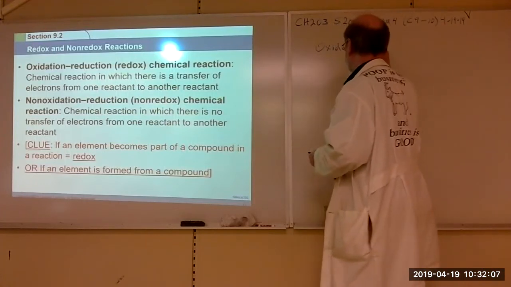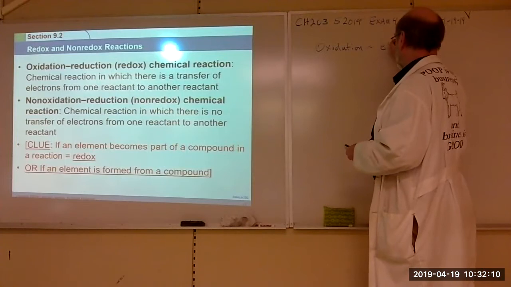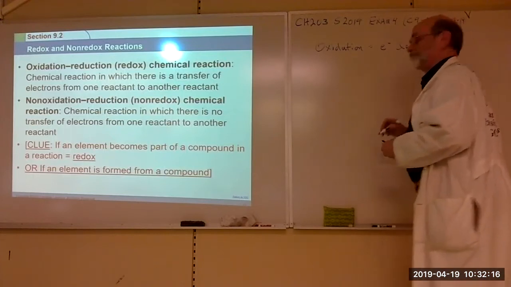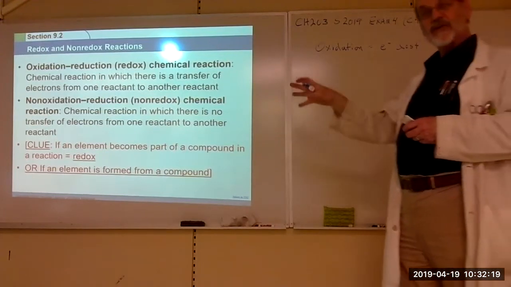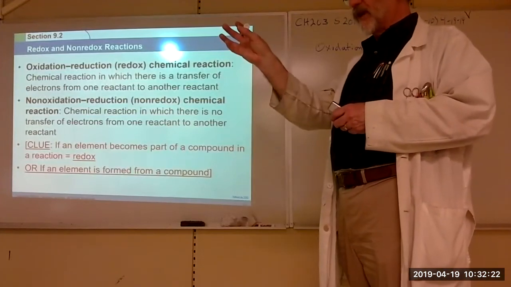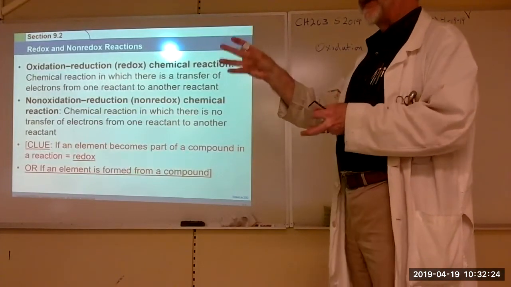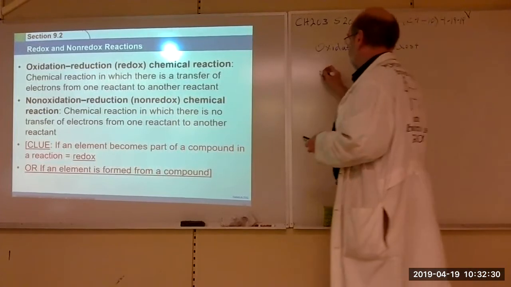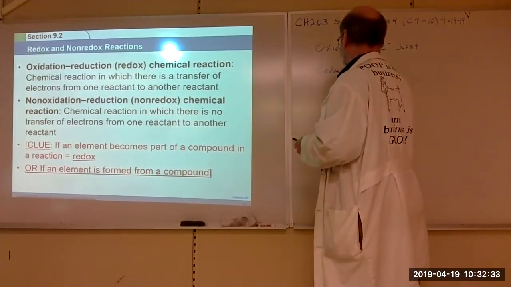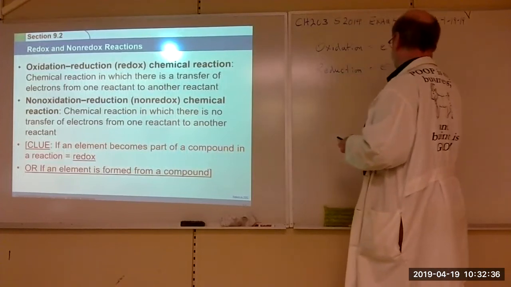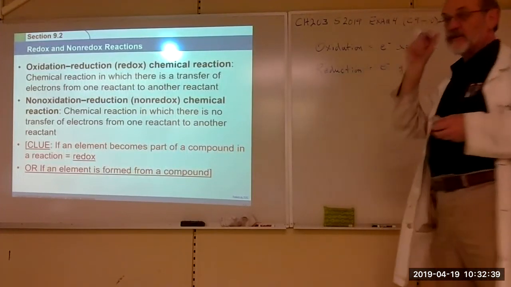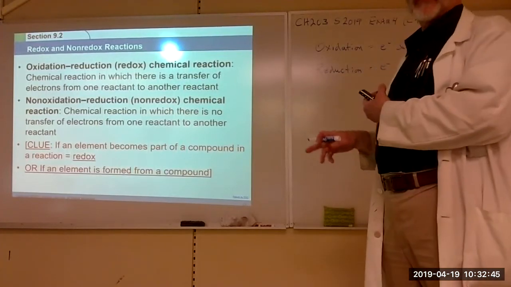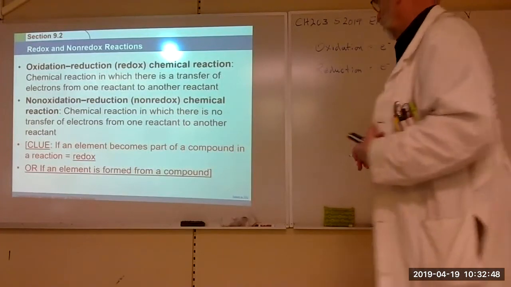Oxidation is the process whereby electrons are lost. So in the process of a reaction, if something loses one or more electrons, that substance is said to be oxidized. Just the opposite of that is reduction: electrons gained. So if a reactant gains one or more electrons, it is said to be reduced. Okay, how do you remember those?